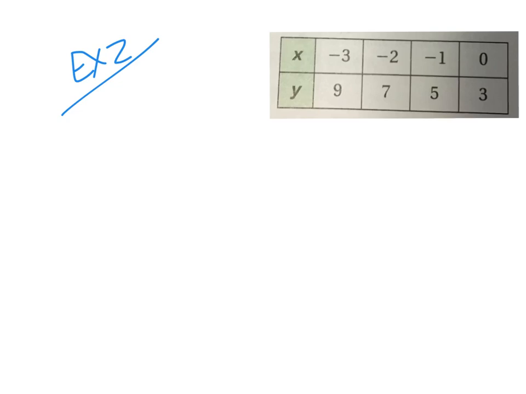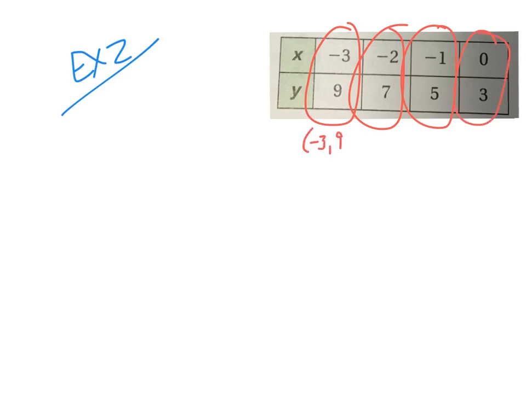All right, so we're going to use this table to write a linear function that relates y to x. Again, you have your points, and remember, this would be a point, this would be a point. If you wanted to graph it, you could. So if I were to write this in point form, it'd be negative 3, 9. This would be negative 2, 7, because this is x and y. This would be negative 1, 5, and this last would be 0, 3.